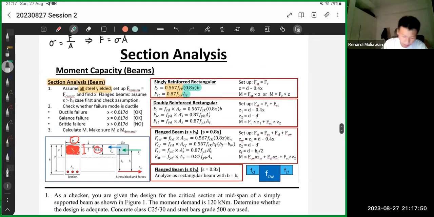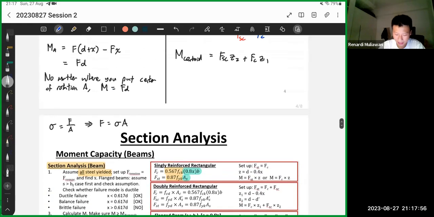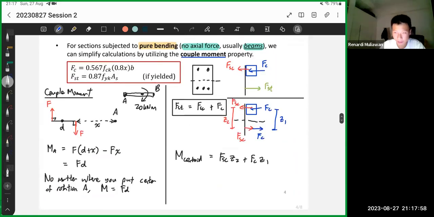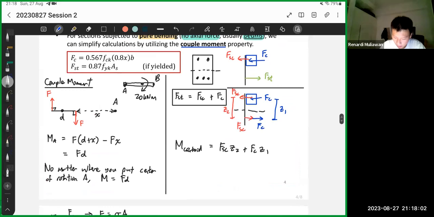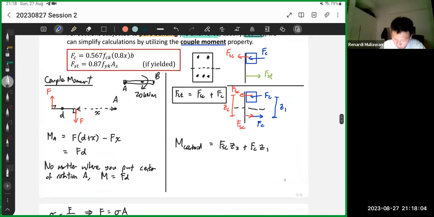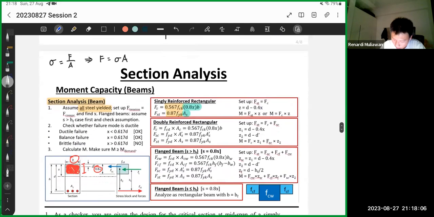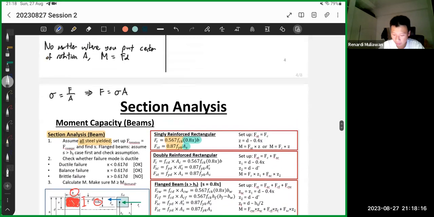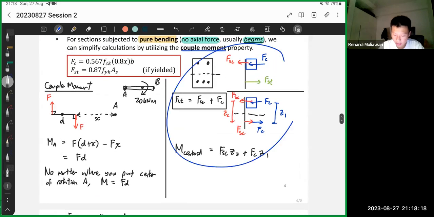Next we have the setup. This one is just the force equilibrium. Depending on the reinforcements, if it's singly reinforced, it's just the tension steel and concrete. For double, it's FST and this. The one that I showed you just now is the proving for double.